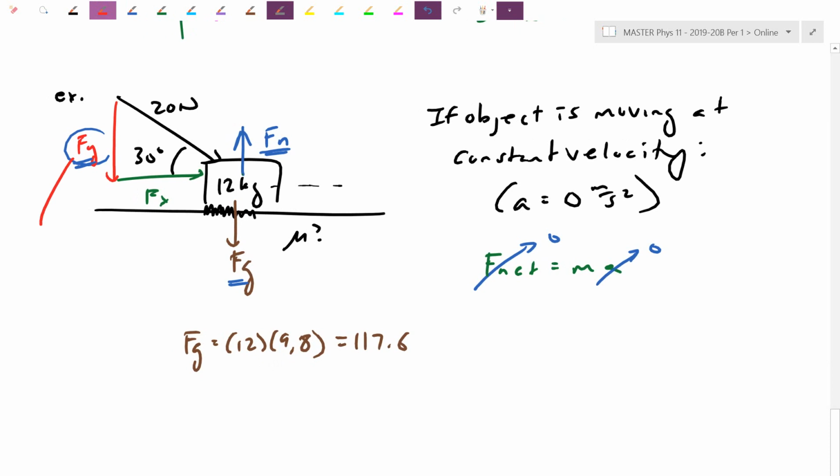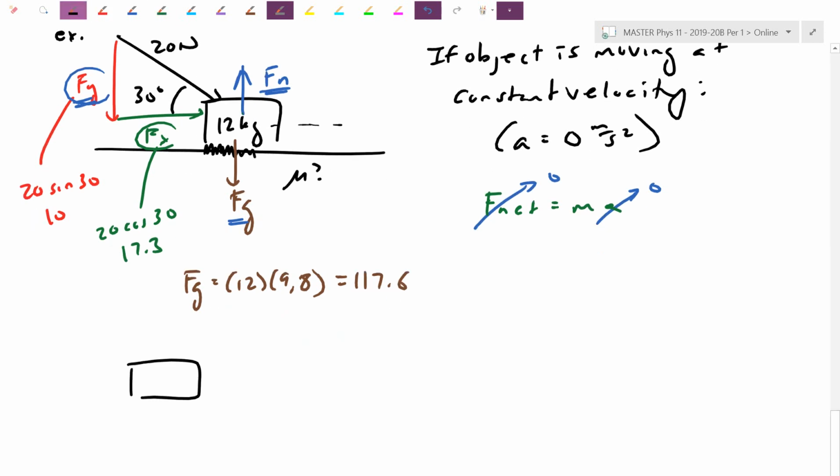So we'll do these on the side here. Fy is 20 sine of 30, which gives me 10. And then Fx, which is the cosine, the adjacent side, 20 cos of 30. This one is 17.3.